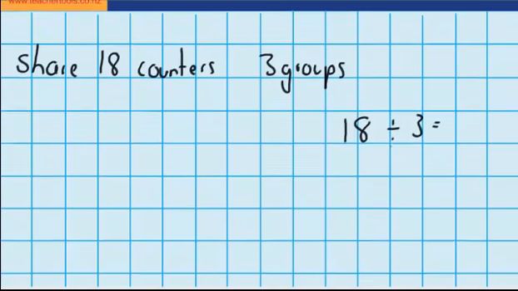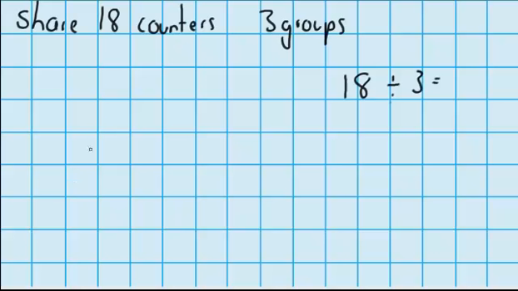So let's start by imagining what that looks like. Well, I need 3 groups, 1, 2, 3, and I need to share 18 counters between all of these groups.